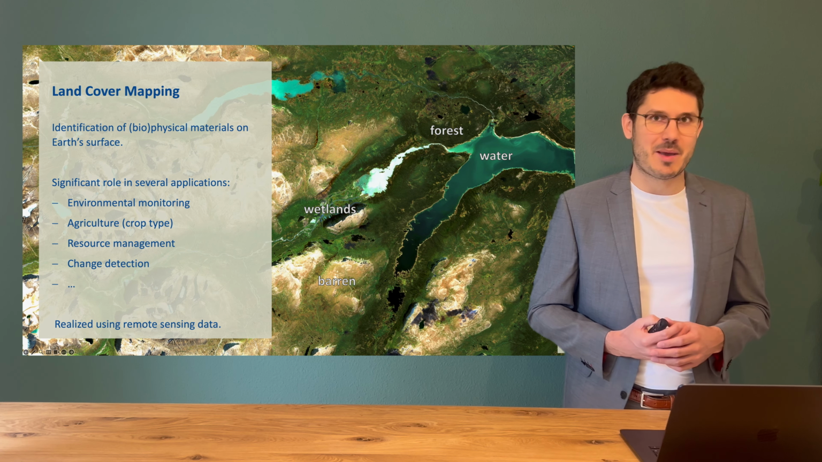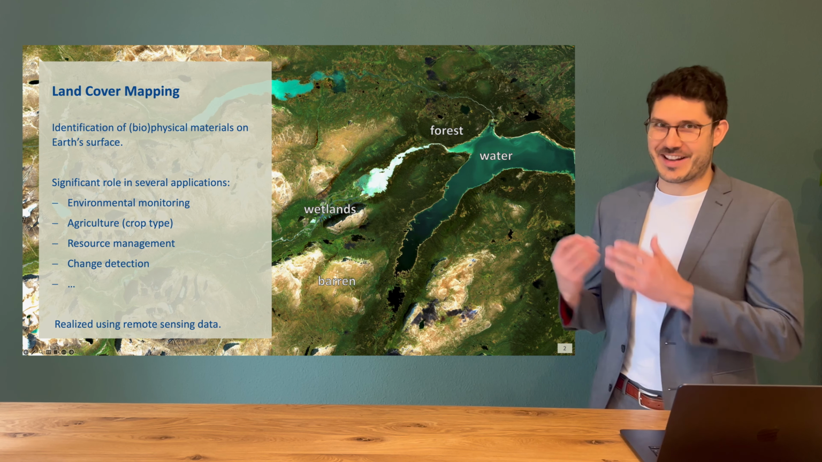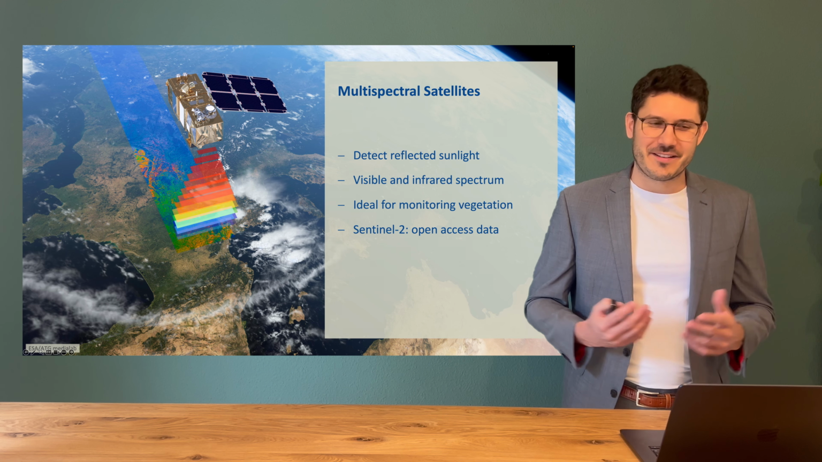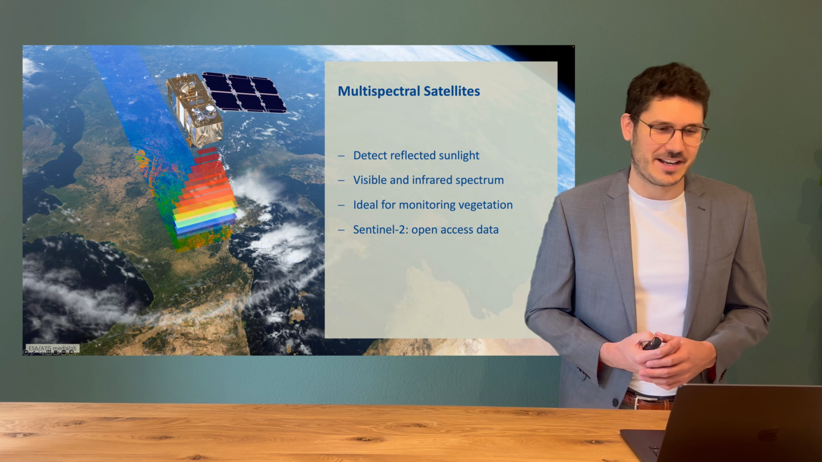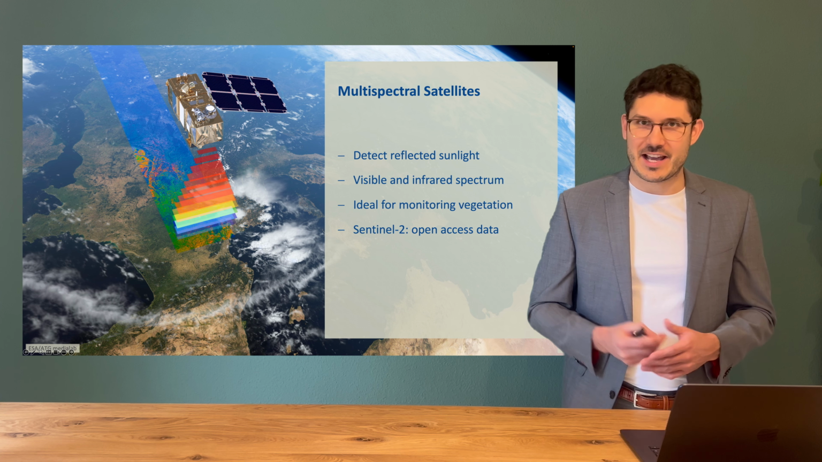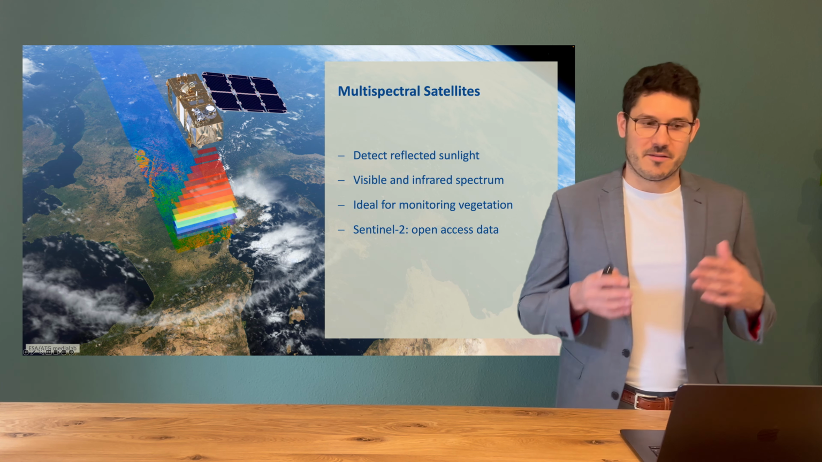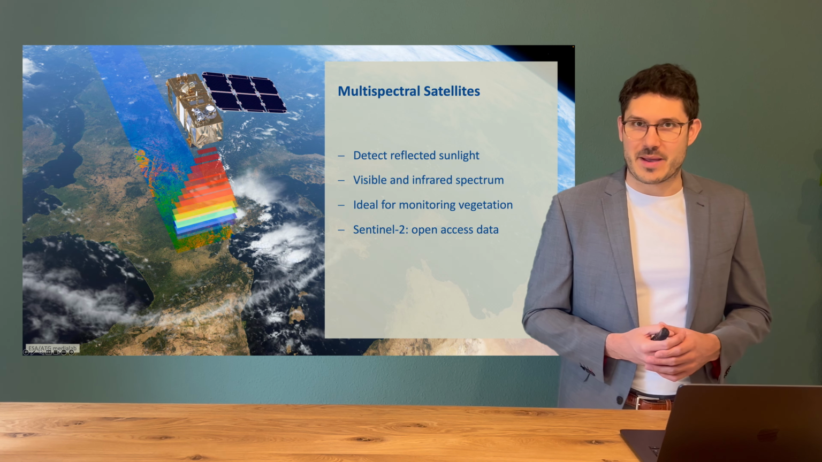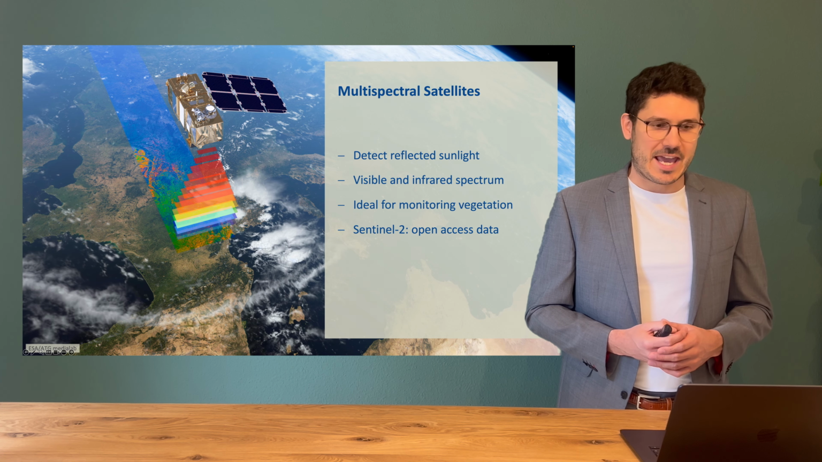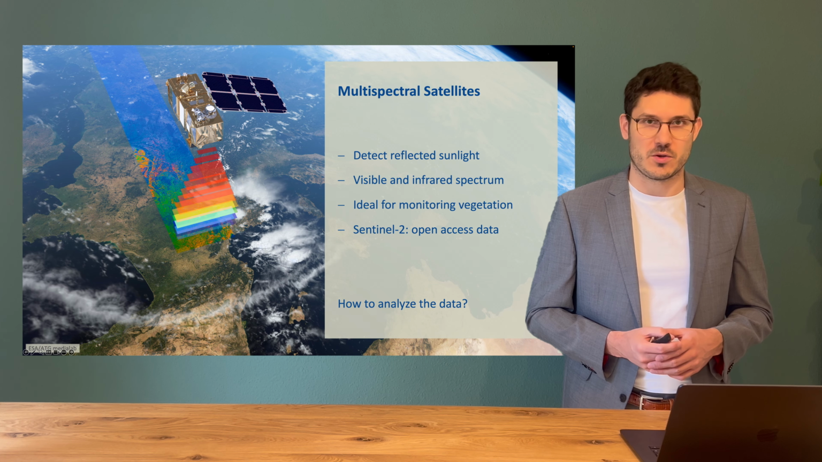And typically, land cover mapping is realized using remote sensing data. So for example, a satellite image, as you can see here. Specifically, this has been a multispectral satellite image from Sentinel-2. These satellites detect the sunlight that is reflected by the Earth's surface. And they do that in the visible, but also in the infrared spectrum, which makes them ideal for monitoring vegetation. And the data from Sentinel-2 is open access, so it is free to use.